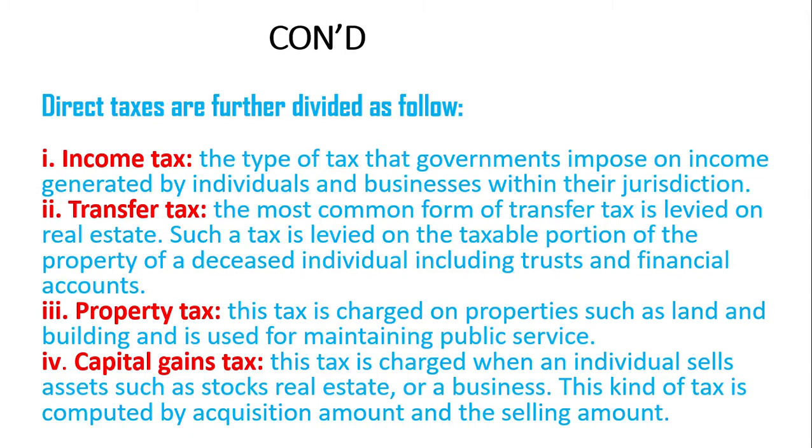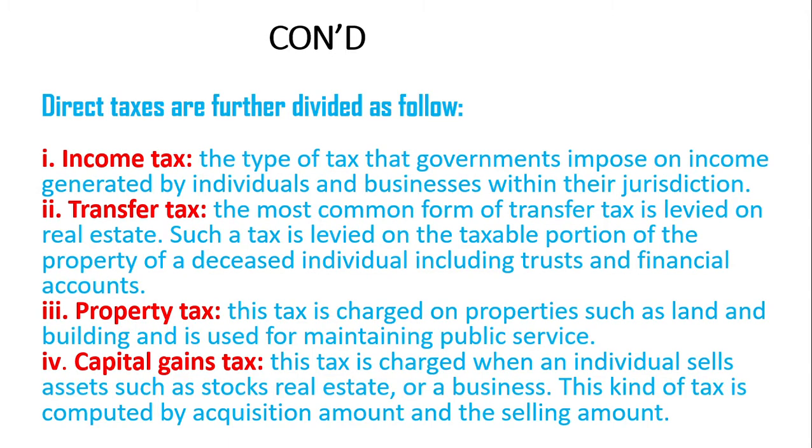The third is property tax, a tax on property. This tax is charged on property such as land and buildings and is for maintaining public services. So it can be on land, as well as on buildings, and in general on the property one owns. That is called property tax.